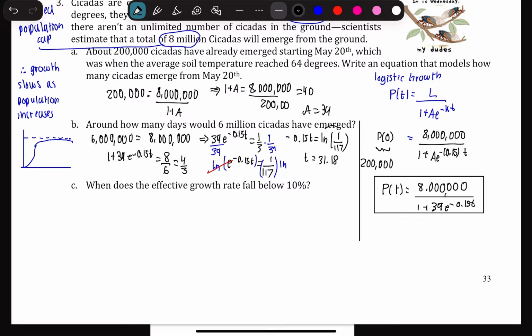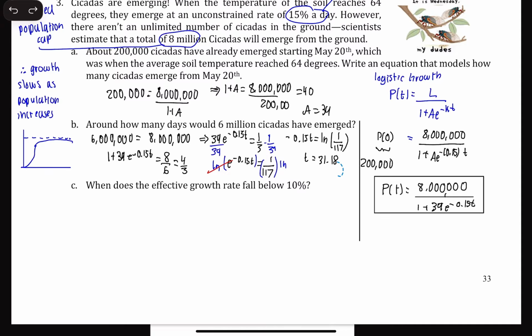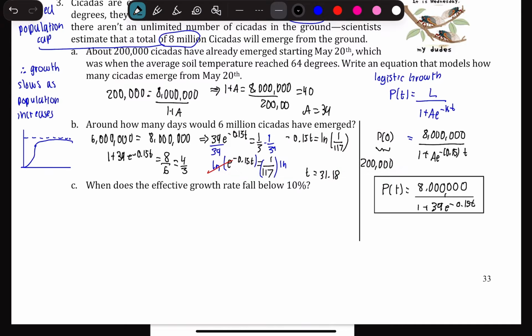After you compute this side, you divide both sides by 0.15, if you're confused how to get that. So that cancels out. So this is approximately 32 days that it takes for the cicadas to come out.